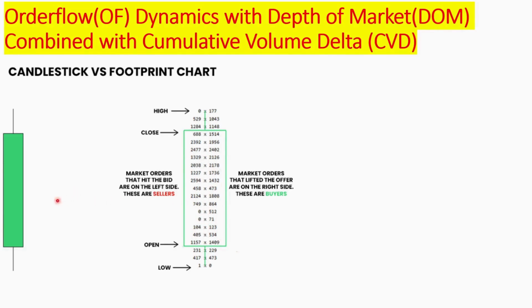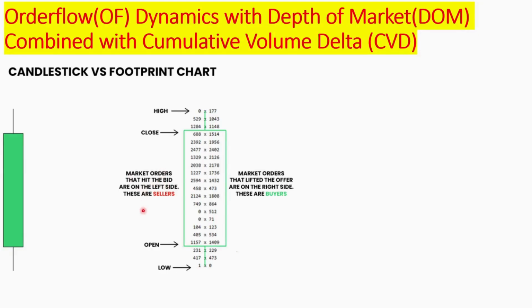Simply looking at the candlestick can be misleading. A large green bar doesn't always mean buyers are in control. The real dynamics are revealed through order flow. For instance, in this footprint chart, we can see how many contracts were traded on the bid versus the ask, revealing the intensity of buyer and seller activity at each price level.